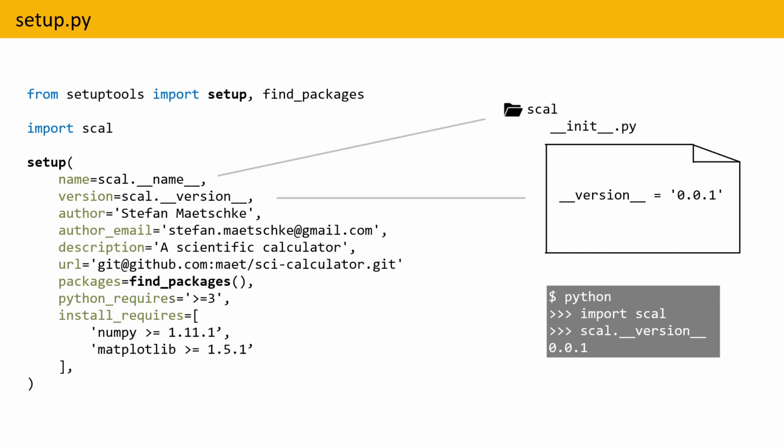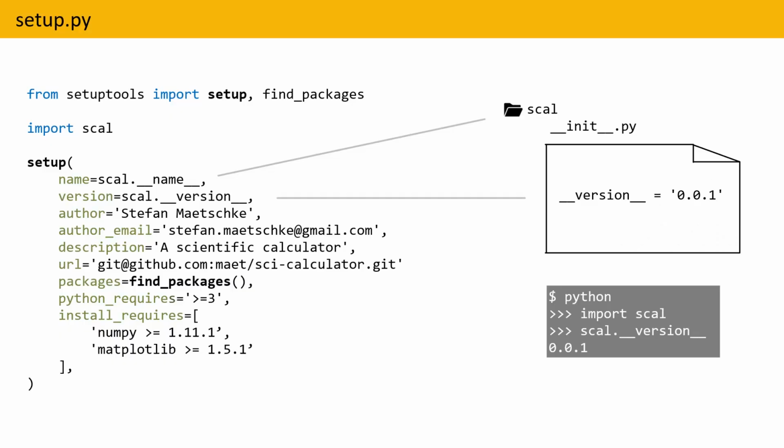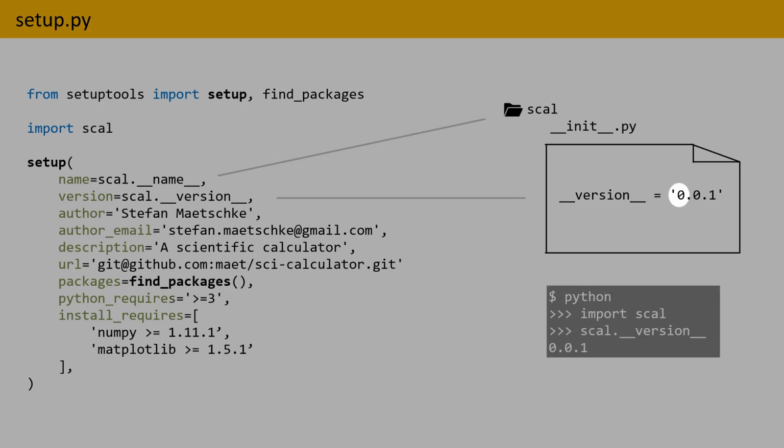As for the format of the version number, the recommendation is to use semantic versioning, where a version number is composed of 3 parts separated by dots. The first number is the major version.